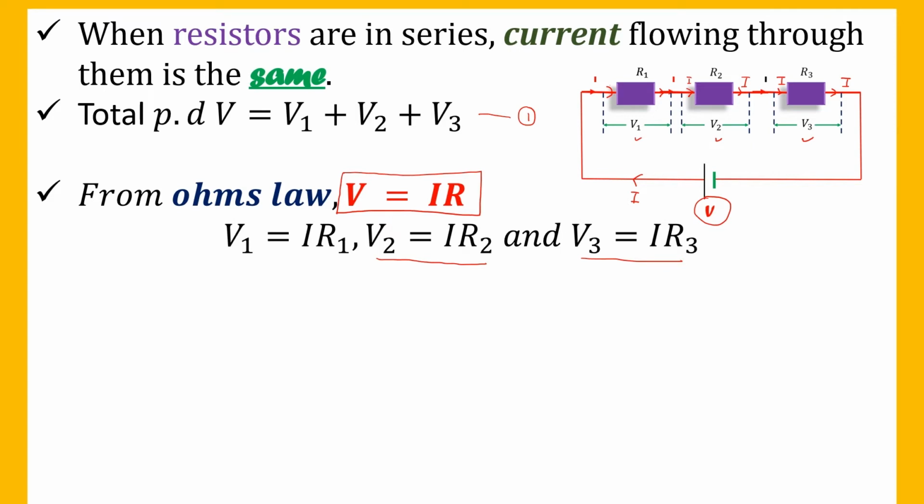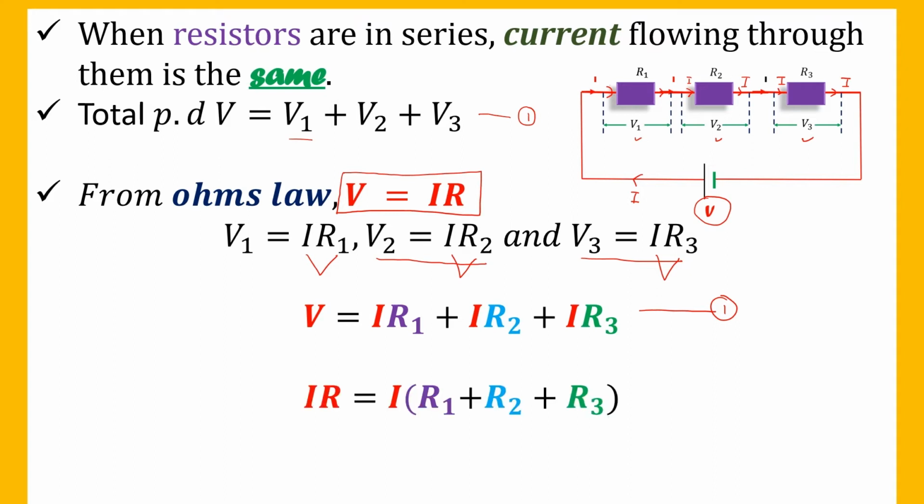Now, when we substitute in equation 1, we come up with equation 2 here. Wherever we see V1, we bring this expression. V2, we bring this expression. V3, we bring this expression. Therefore, we come up with V being equal to I R1 plus I R2 plus I R3. You can see that I is the same because we said that when resistors are arranged in series, the current usually flowing through them is the same.